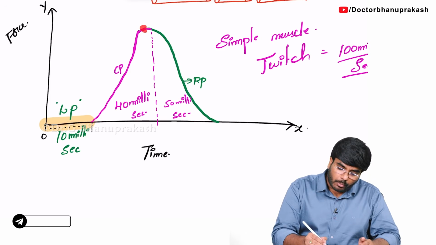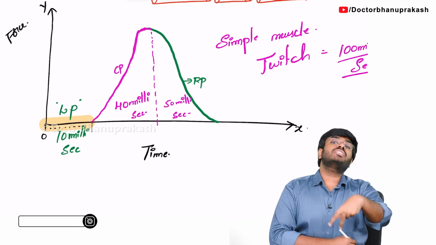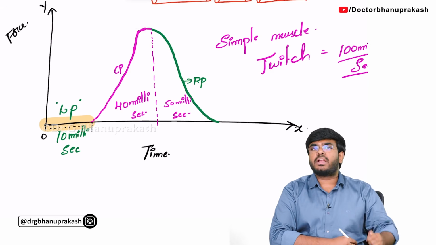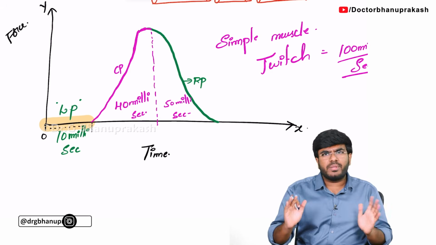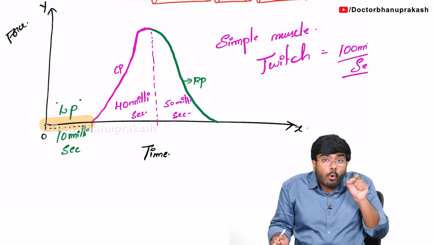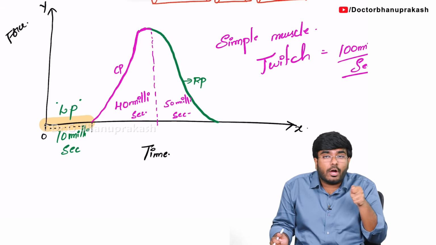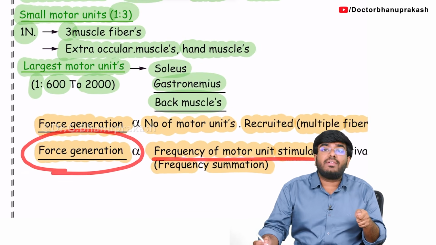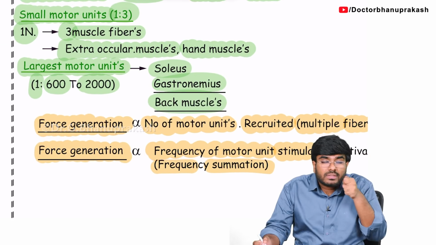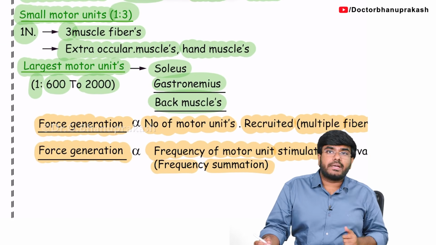I am only talking about how much force is generated by the muscle, and the force generation is dependent on which parameters. I have told you, the more motor units recruited, the more force will be generated. Not only that, the force generation is directly proportional to the frequency of motor unit stimulation. The more times you stimulate the motor unit, the more force will be generated.